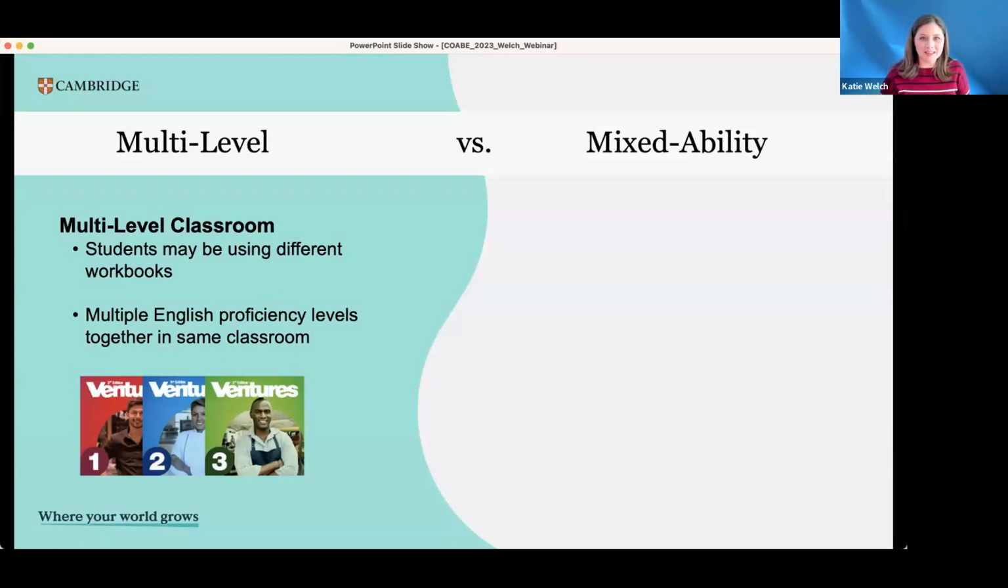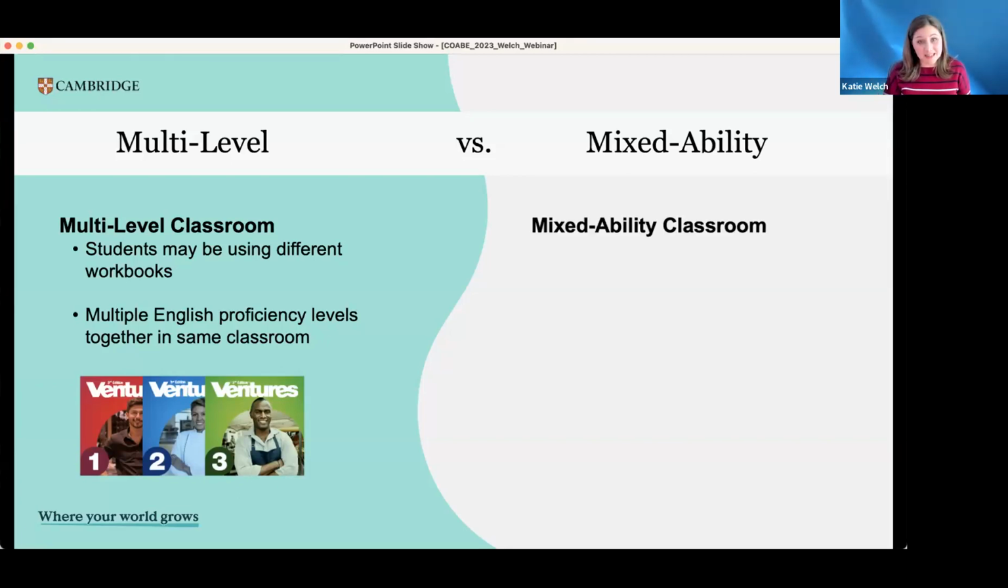Originally, when I gave this presentation at COABE conference, it was sponsored by Cambridge. And so just as an example, if you were using Ventures curriculum, this would apply to any curriculum, but if you were using Ventures in a multi-level classroom, you would have, for example, students working out of level 1, maybe level 2, maybe even level 3, all together in the same classroom. And that can be very challenging when you are trying to teach from 3 different workbooks at the same time. So multi-level classroom, often students are using different levels of the curriculum simultaneously.